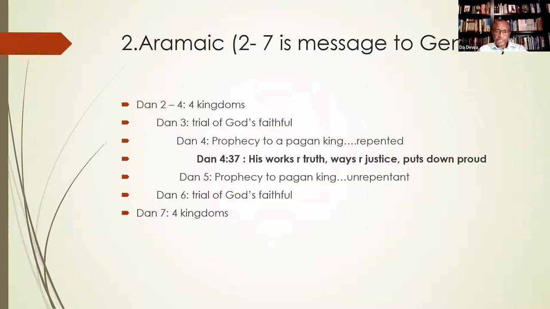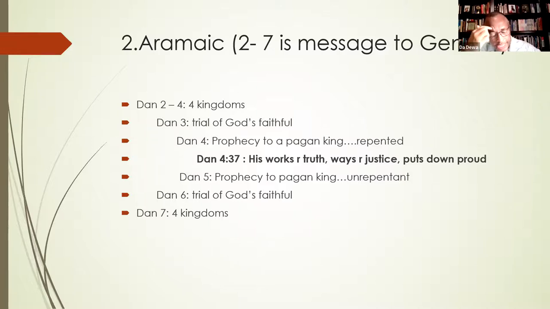So in the previous section, we had looked at it as a double arrow, and we had then looked at the meaning of that double arrow. But if we now zero in on it and we're looking only at the Aramaic, so you've got chapter 4 being King Nebuchadnezzar, him repenting, chapter 5 being Belshazzar, non-repentant, and the middle of that is actually where the arrowhead is, which is Daniel chapter 4, verse 37. So I will read that particular verse, which is right in the middle.